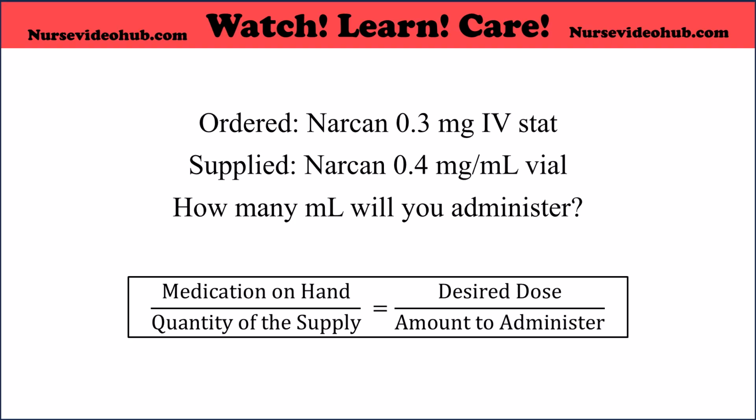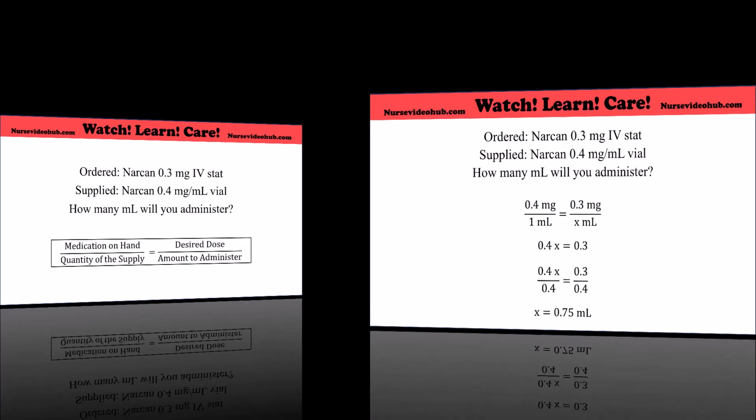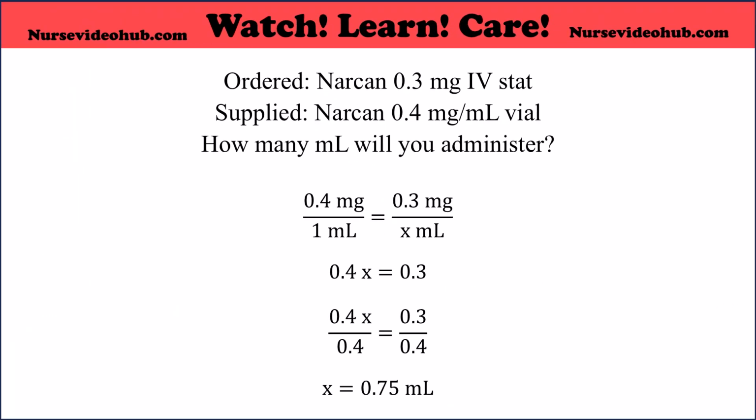The medication order is Narcan 0.3 milligrams IV stat. The medication supplied is Narcan 0.4 milligrams per milliliter vial. How many milliliters will you administer? Set up your proportion. The first ratio is the medication supplied, 0.4 milligrams per 1 ml. The second ratio is the desired dose, 0.3 milligrams per x mLs.